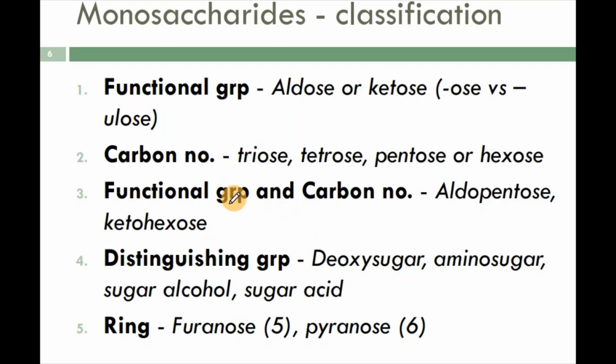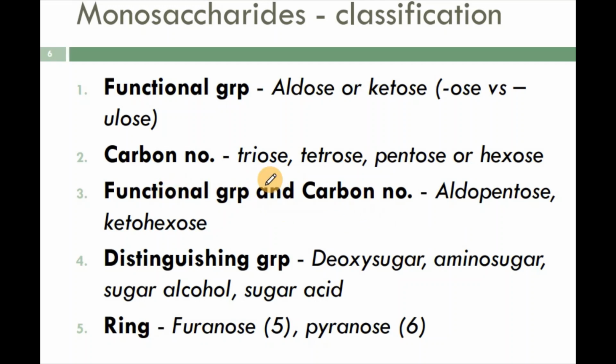For example, if you have an aldehyde functional group and 3 carbons, you can say an aldotriose. If you have a ketone functional group and it's made of 4 carbons, you can say a ketotetrose. Similarly, if you have an aldehyde functional group with 7 carbons, we can say an aldoheptose. So this is functional group and carbon number blended together.